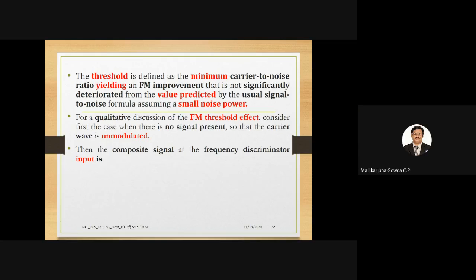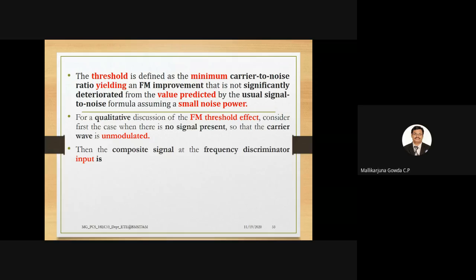Clear? So the threshold is about the minimum carrier to noise ratio. With that, there will be an improvement in FM reception, meaning its value will not be deteriorated. We will be able to hear a nice station program without any noise. Hope you are able to catch this point. The minimum carrier to noise ratio is the value of the threshold. Let us see how many dB this minimum value of carrier to noise ratio is, needed for the FM receiver to perform properly.